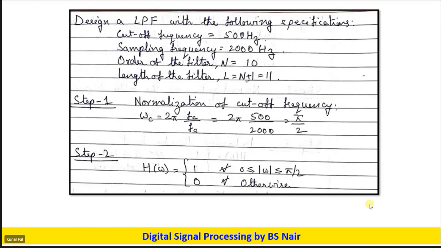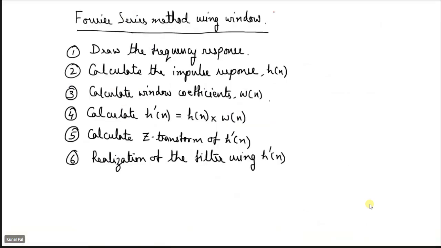So we have discussed yesterday till this point, and we have seen if cutoff frequency and the sampling frequency are given, how to find out the amplitude transfer function of the system, and from there how we can develop this H(z). So this is basically the amplitude response in terms of the frequency, and from there how we can find out the transfer function of the given system. Now start with the Fourier series method using window.